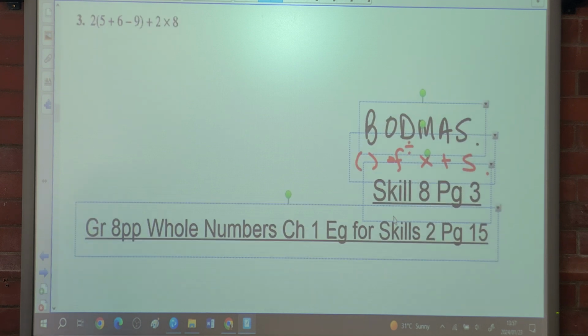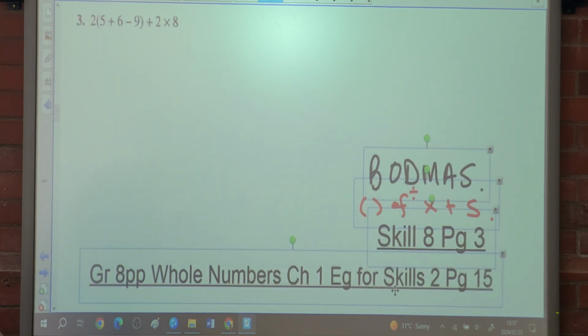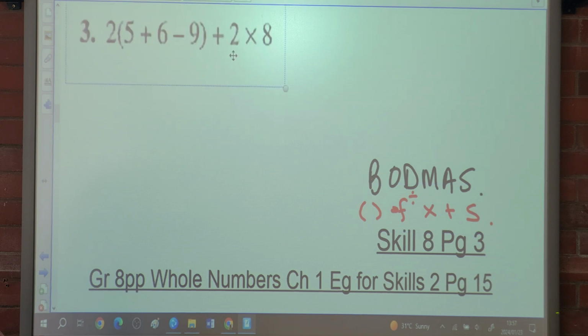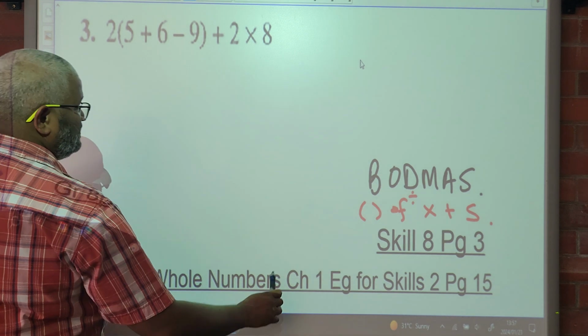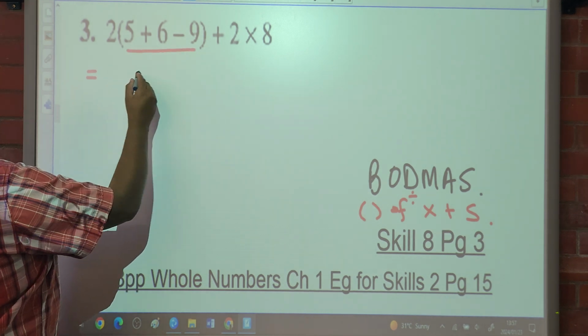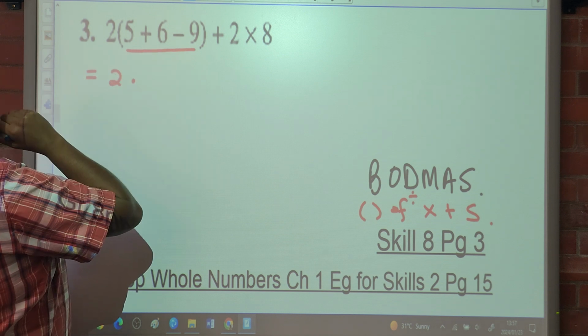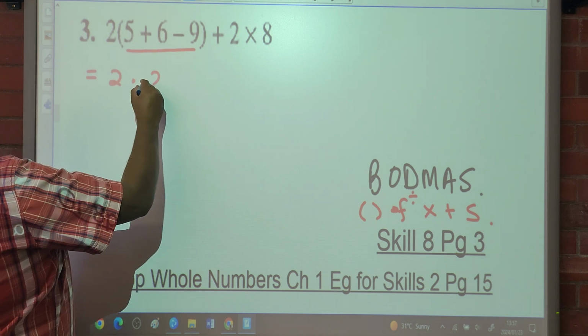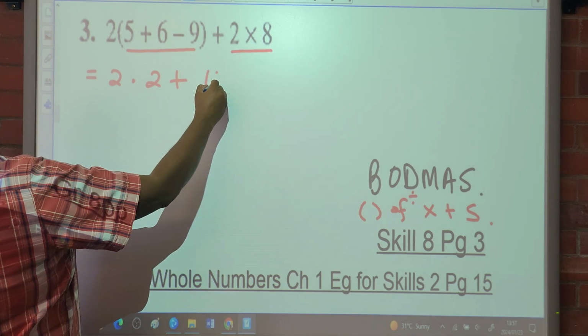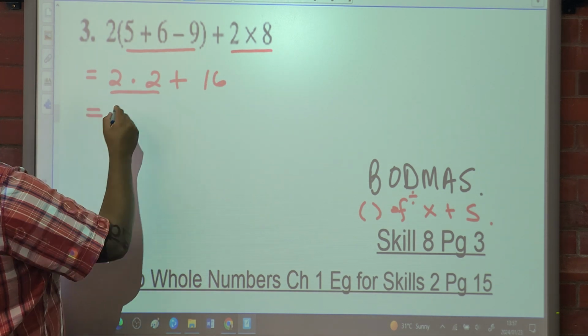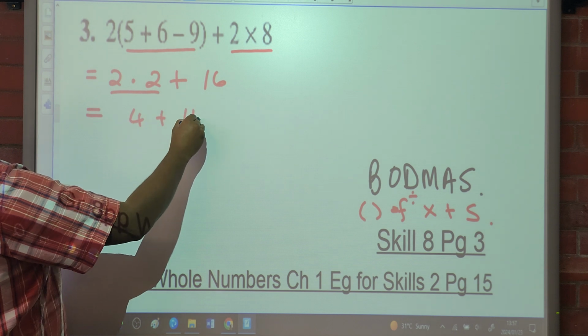Right, so let's look at number 3. This was the last one, correct? So what do we have in this one? Brackets. What else? Addition and multiplication. According to this, you must do the brackets first. What's 5 plus 6? 11 minus 9? 2 plus 2 times 8? 16. What's 2 times 2? 4 plus 16 is? 20.